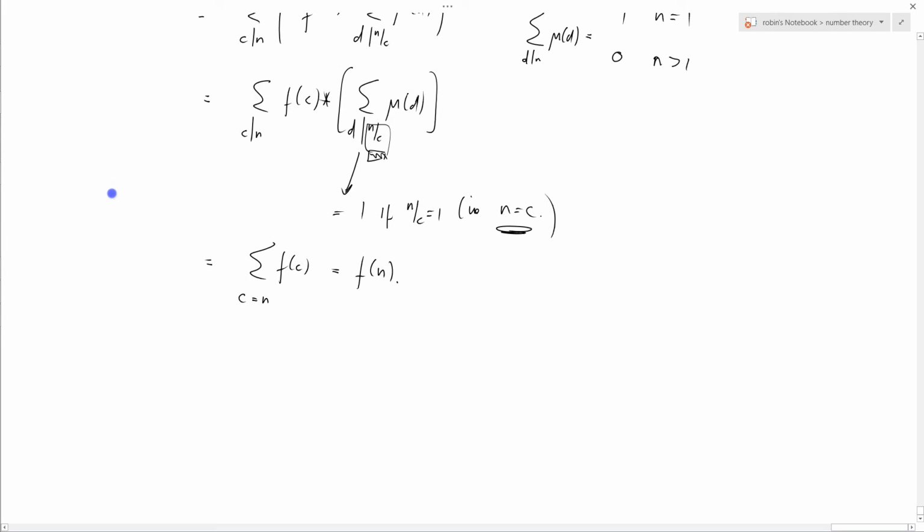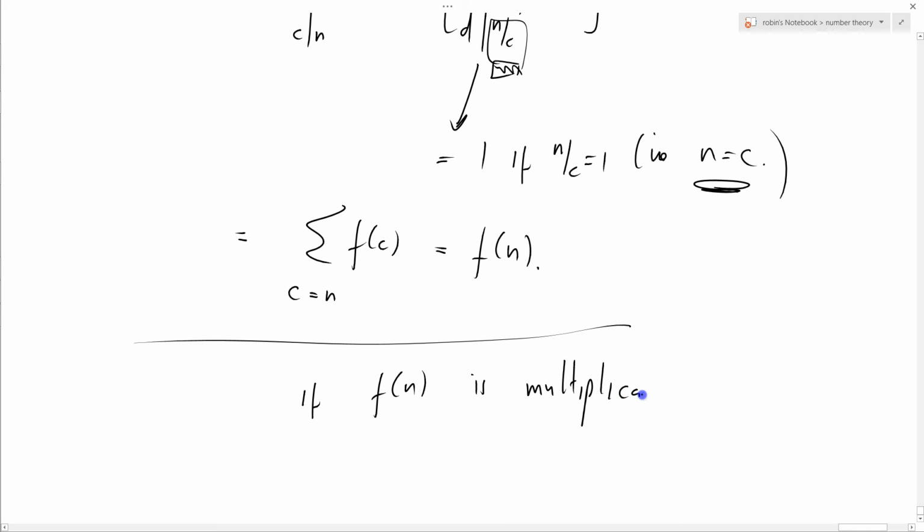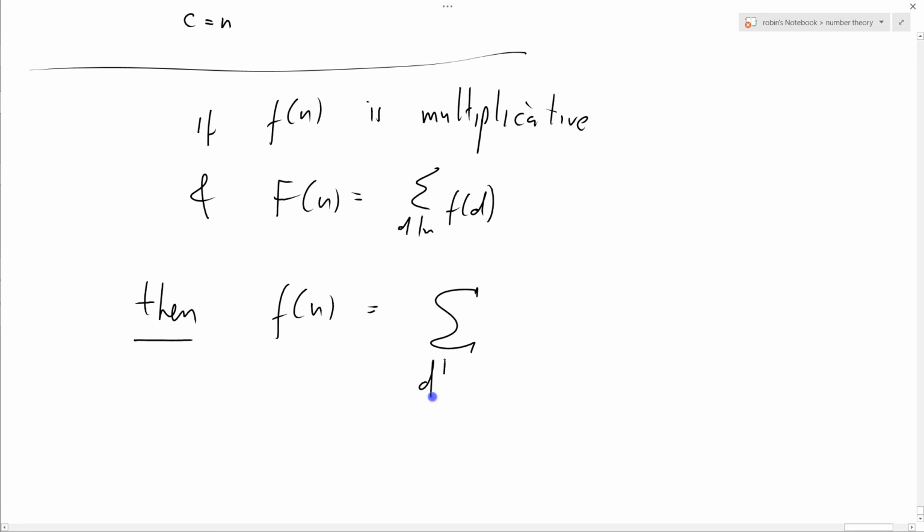It's quite nice. I'm going to write this whole thing out again. If f of n is multiplicative, and capital F of n equals sigma over d divides n of f of d, then little f of n equals the sum over d divides n of mu of d, capital F of n over d. There it is. Now again, I find this quite surprising.